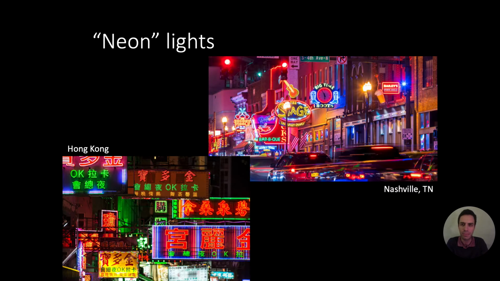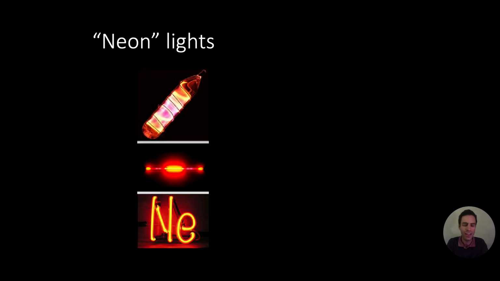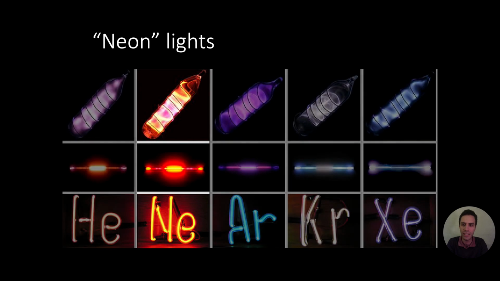Here's another thing. Neon lights that you've probably seen, either in pictures or in person. Here's Nashville, Tennessee, up at the top, or a picture of Hong Kong at the bottom. Why are these called neon lights? Well, neon is an element, but these lights aren't all neon. Neon glows red. Neon only glows red. So all of these other different colored lights come from different elements.